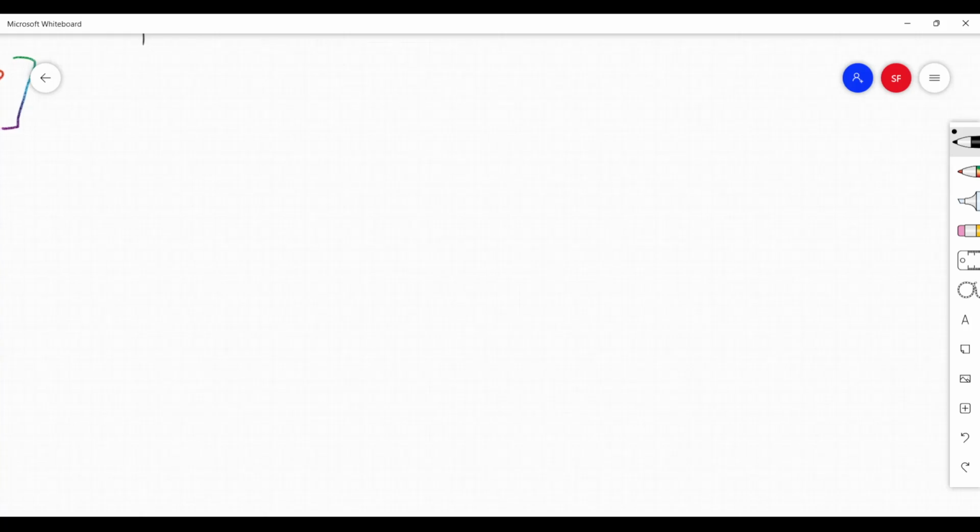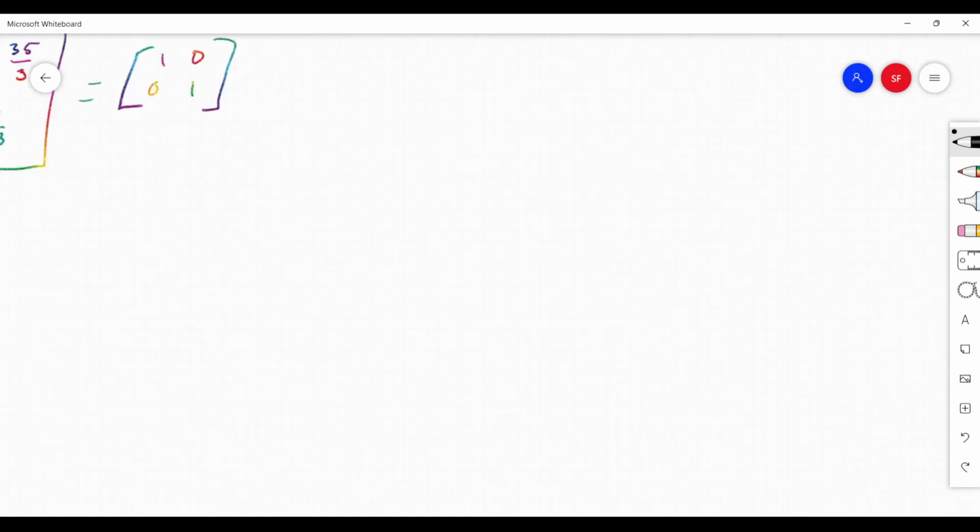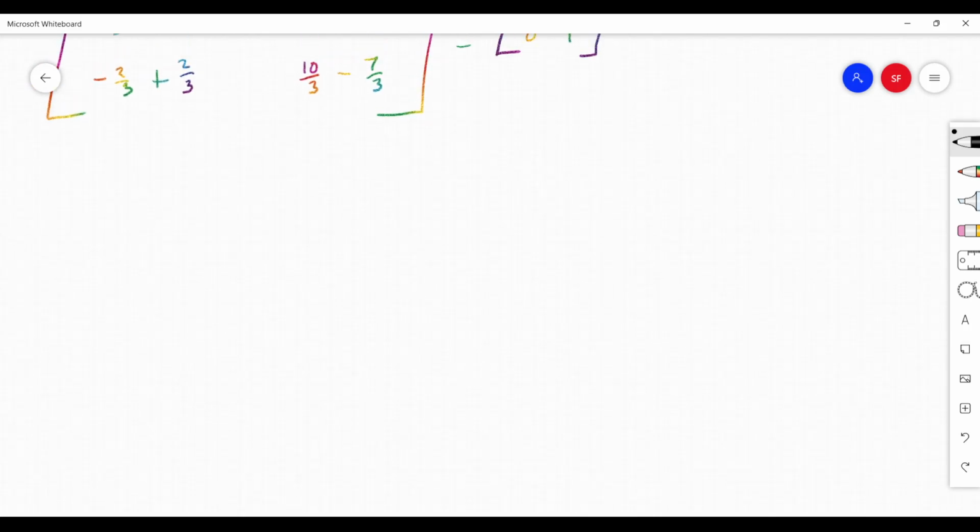Okay, so that is how to find the inverse of a matrix. Now we're going to talk about how to use all of this information to solve a system. First of all, we're going to look at how to find a matrix equation of a system.